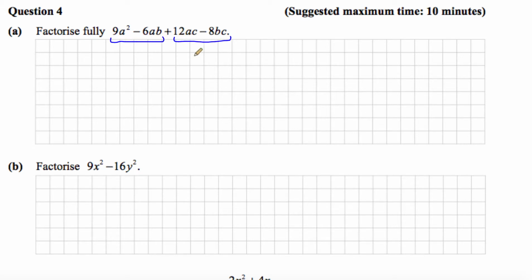So if I split the polynomial into these 2 pairs, I can factorise the first pair. I can factorise 3a out of the first pair. That leaves me with 3a minus 2b. If I then try and factorise the second pair, I can see that I can take 4c out of both of them. So factorising 4c out of the first one leaves me with 3a, and 4c from the second one leaves me with minus 2b.